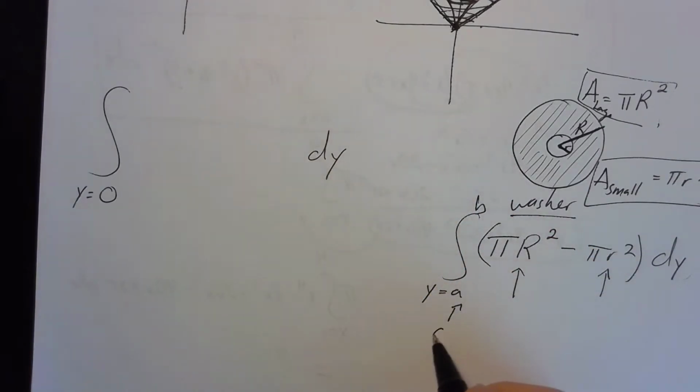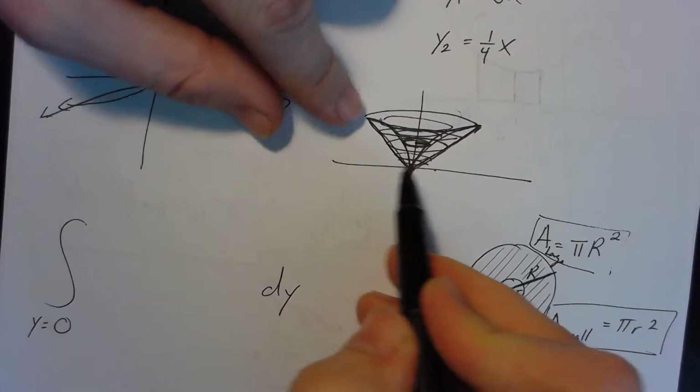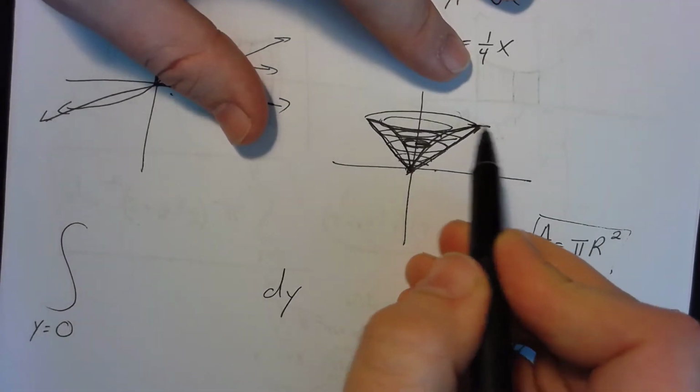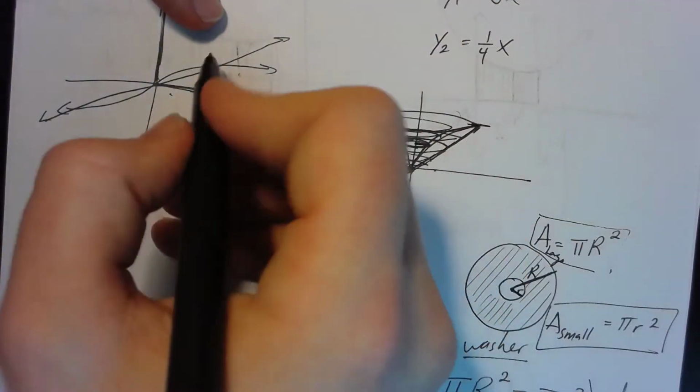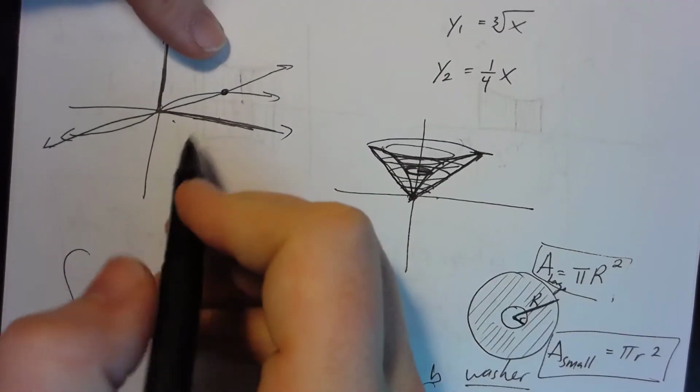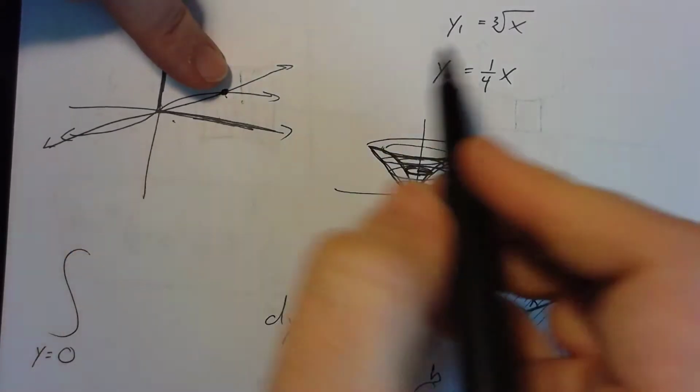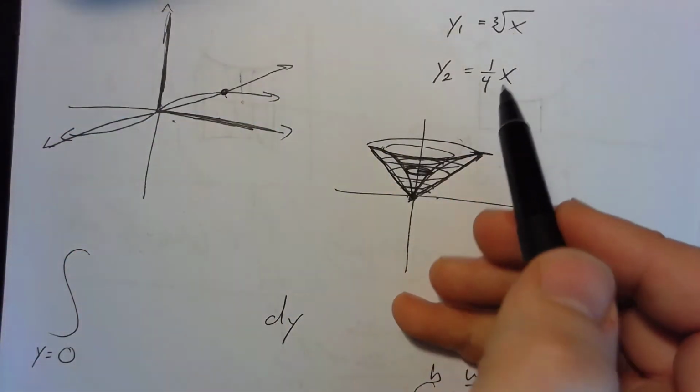My a bound I already have. Again, that's the lowest value on this region. I'm going to cut this thing vertically up until this point right here. This point, if it helps, is this space right here. It's that thing right there. So I've got to figure out these two functions intersecting.